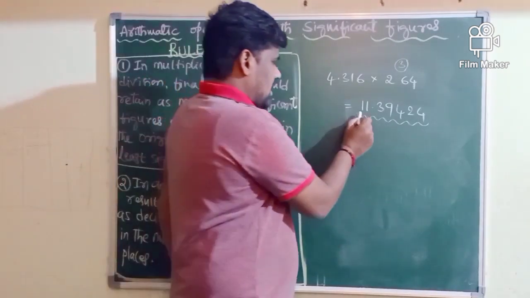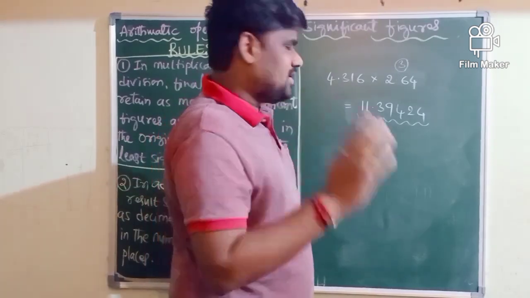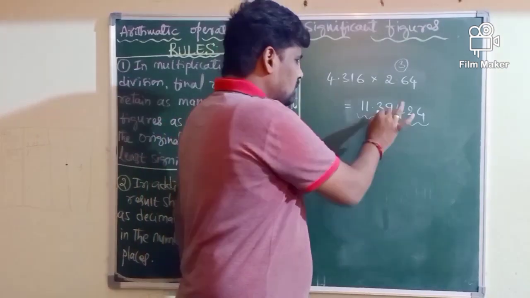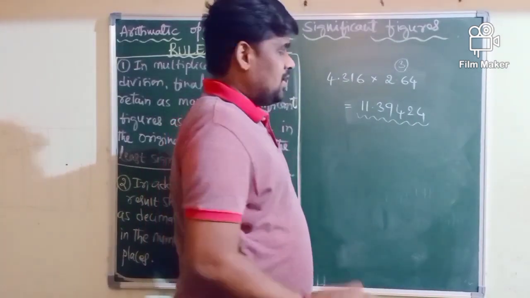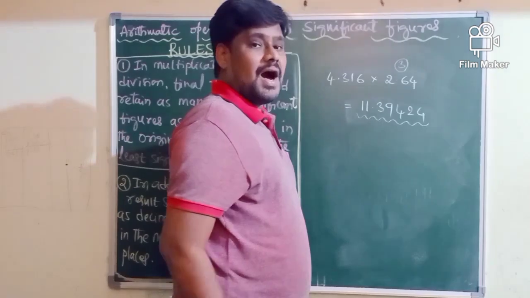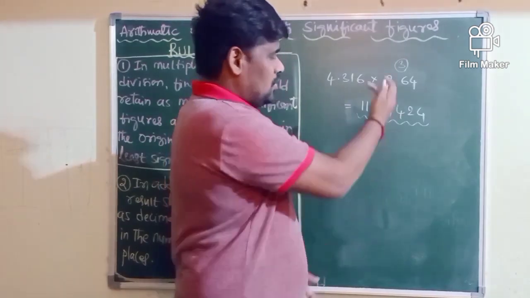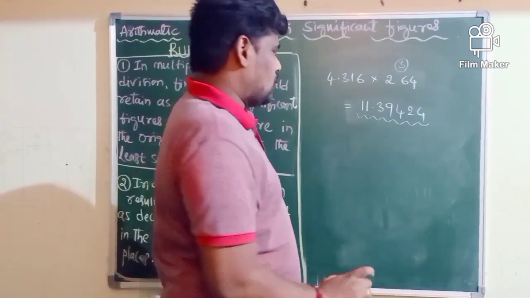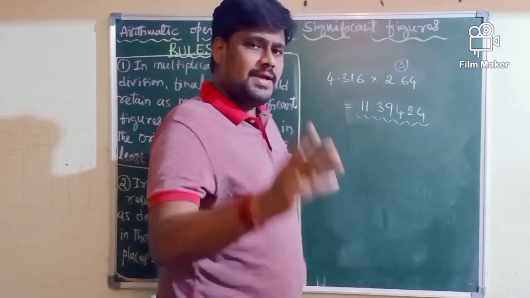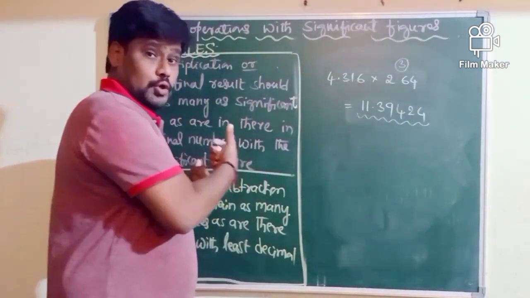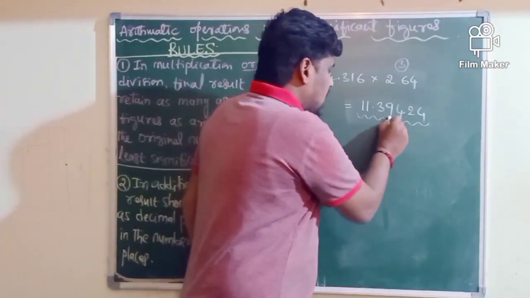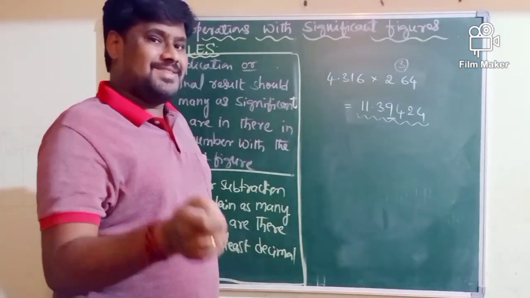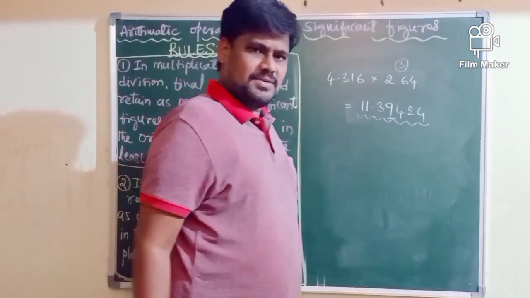Means I have to consider only 3 digits here. 1, 2, 3. Up to 3 I have to consider. Whatever digits come after that should be dropped, and the answer should have only 3 significant figures as per the rule. But I have to drop 9 here. Before dropping the digit, we have to follow some rules.